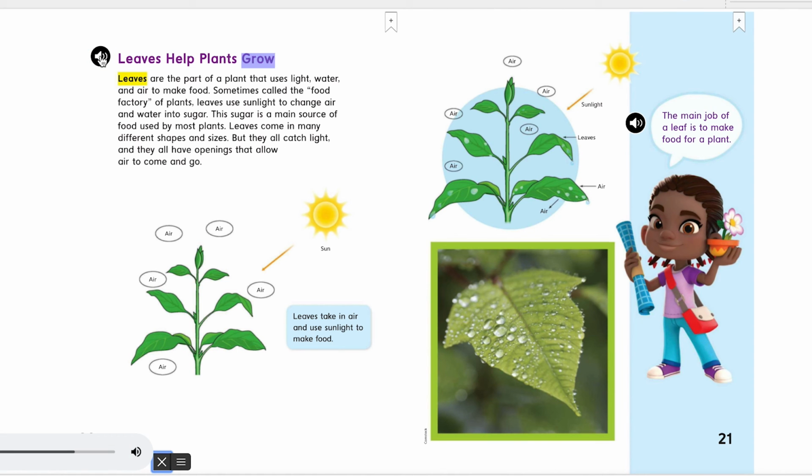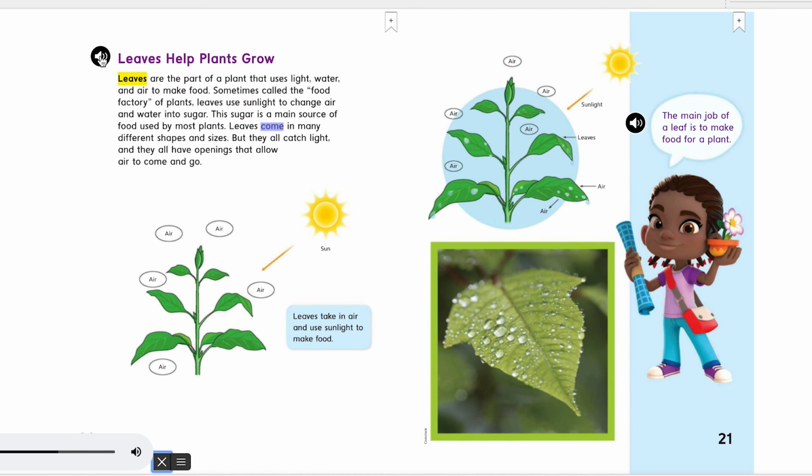Leaves help plants grow. Leaves are the part of a plant that uses light, water, and air to make food. Sometimes called the food factory of plants, leaves use sunlight to change air and water into sugar. This sugar is a main source of food used by most plants.